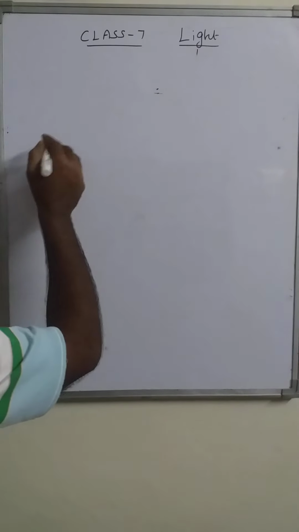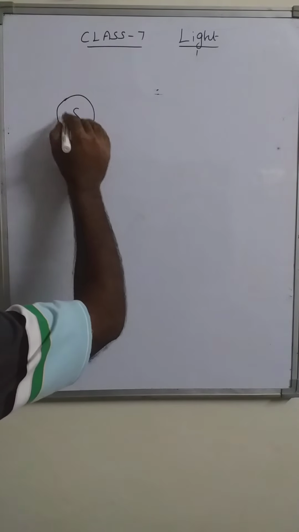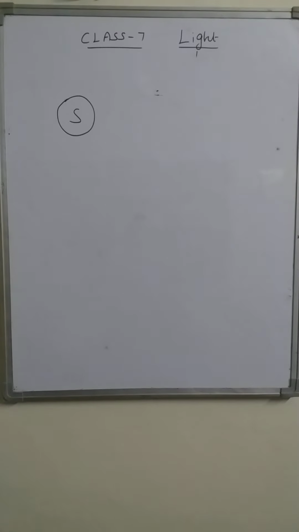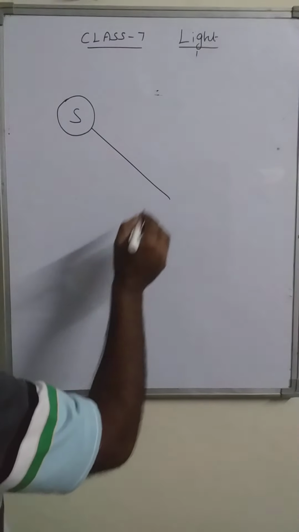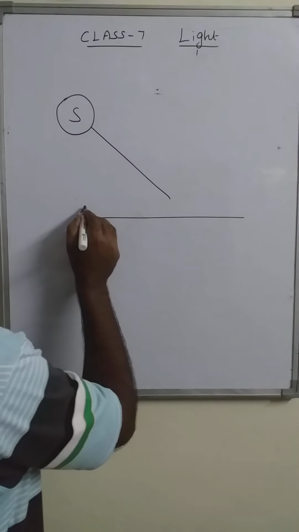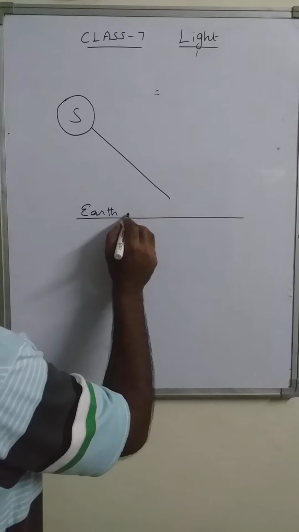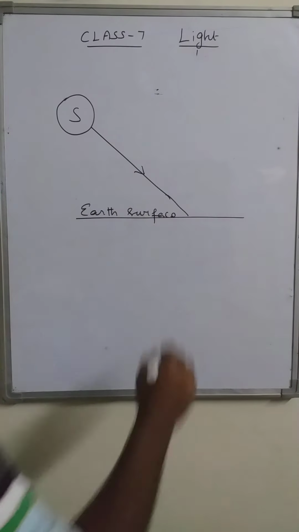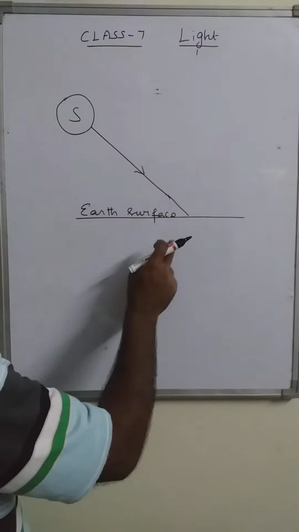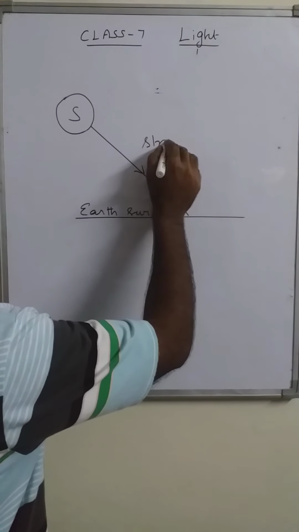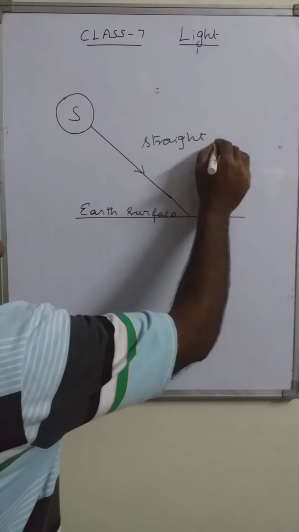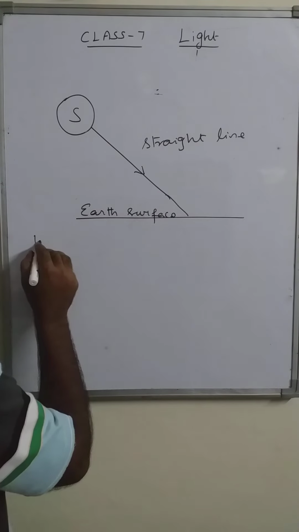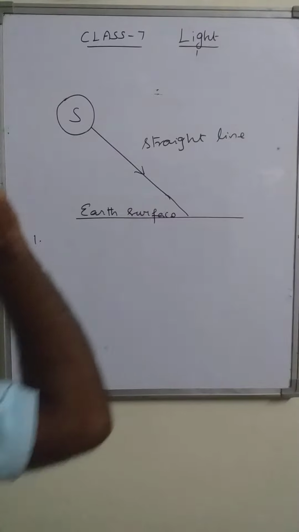Suppose this is the sun, and from the sun we are getting light and heat. Both are traveling towards the earth. Suppose this is the earth's surface. From the sun to the earth, the light is traveling. While it is traveling, its path is always a straight line. That means light always travels along a straight line. This is one property of light.